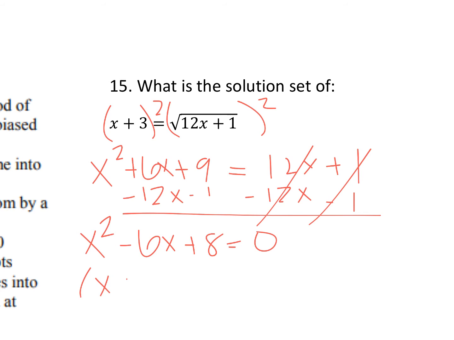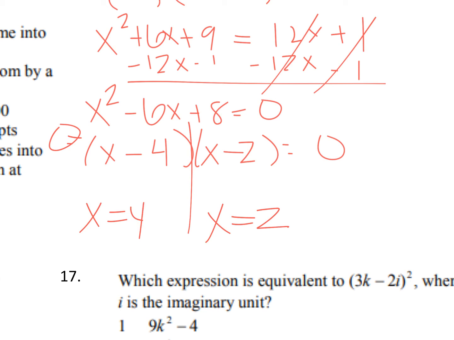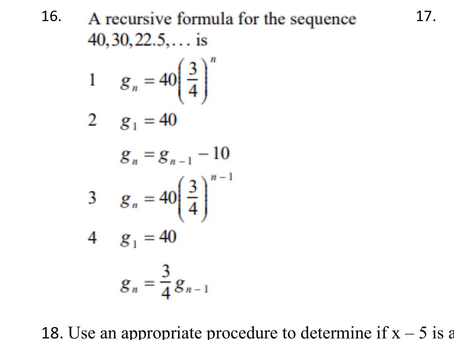And I get x squared minus 6x plus 8 equals 0. And then I'm going to do x. Factors of 8 that add to 6 are 4 and 2. I just realized this has to be a minus because we want a negative 6. And I get my two answers because I'm setting these both equal to 0. And I get x equals 4 and x equals 2. And you want to check your answers and these both work. Make sure you check.